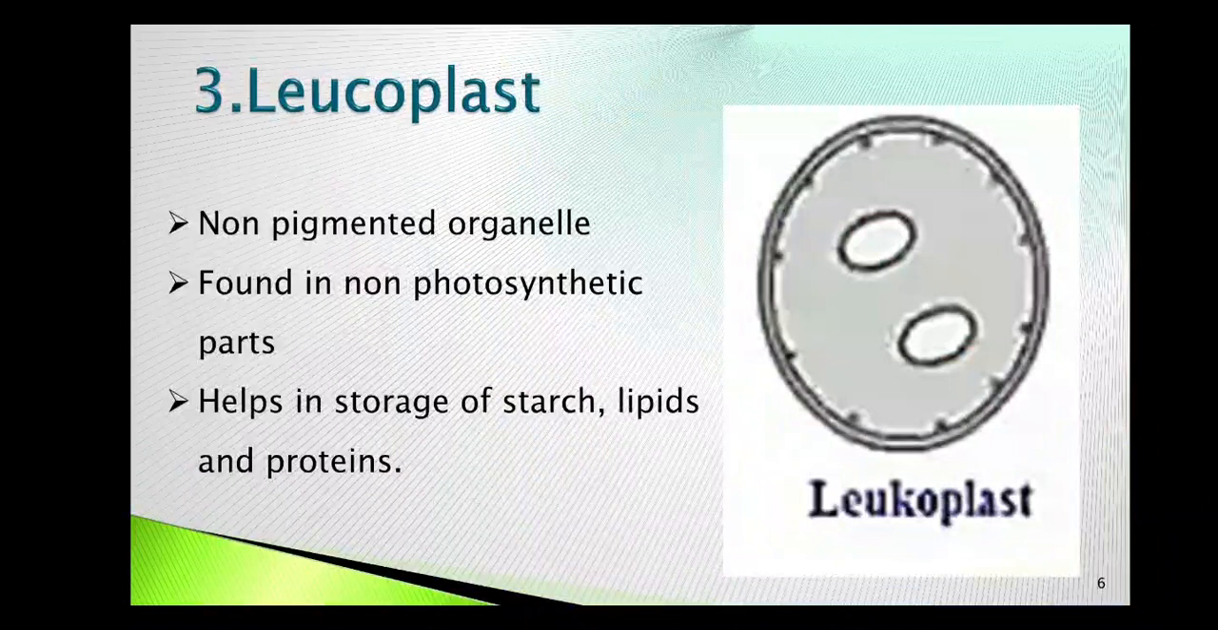Next, leucoplast. Leucoplasts are the non-pigmented organelle. They are found in non-photosynthetic parts of the plants such as roots. Depending on the need of the plant, they become essentially just storage sheds for starch, lipids and proteins. They are more readily used for synthesizing amino acids and fatty acids.